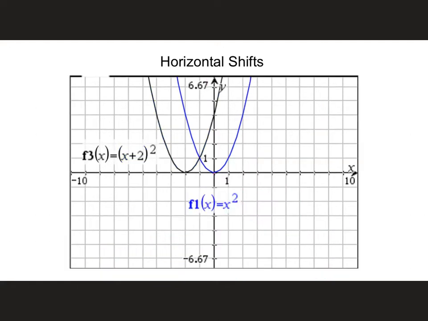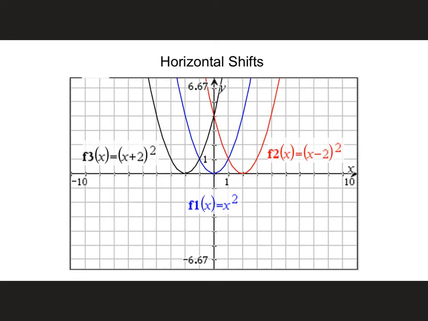So following that logic, we notice that the blue graph, to get to the black graph, shifted over 2 units to the left, which makes sense because in our equation, we have a positive 2. And we know because it's inside the parentheses, we always do opposite. Instead of positive 2 going to the right, we really go to the left.